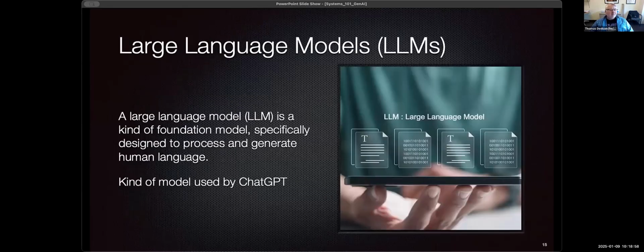And then many of us are probably familiar with this term as well, large language model. This is a kind of foundation model specifically designed to process and generate human language. And it's the kind of model used by services such as ChatGPT. So, although there are other ways generative AI can work, such as diffusion models and autoregressive models, and there are lots of different kinds of things they can make, such as images and audio, for the rest of this talk, I'm going to focus pretty much on generative AIs built on large language models to analyze and produce human-like language.